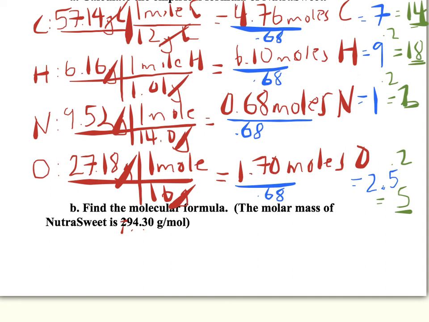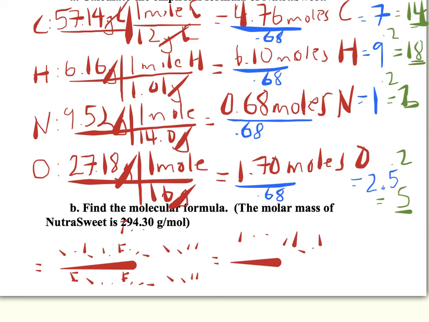So to figure this out, since we know the empirical formula already, all we need to do is take the molecular formula mass and divide it by the empirical formula mass. So the molecular formula mass is what's given to us in the problem, which is 600 grams per mole. And we're going to divide that by the empirical formula mass.